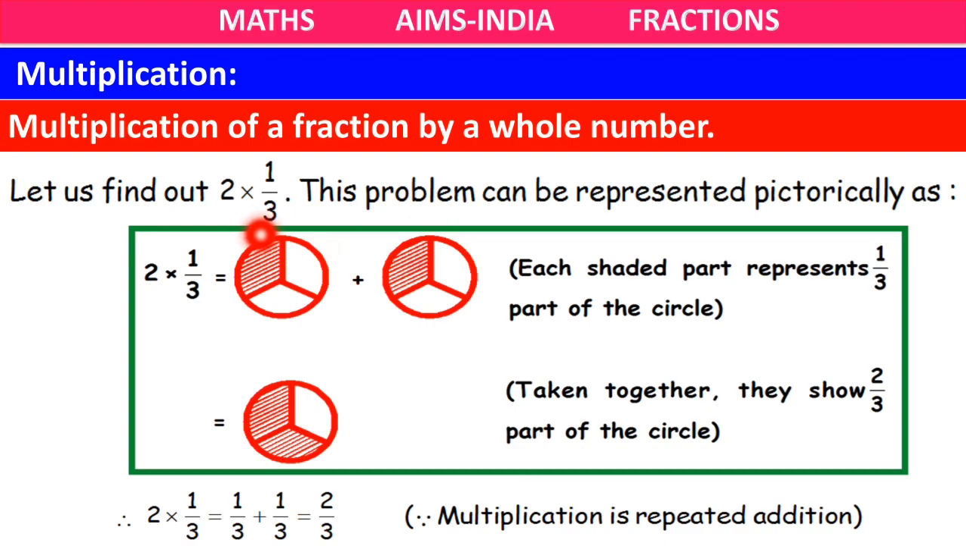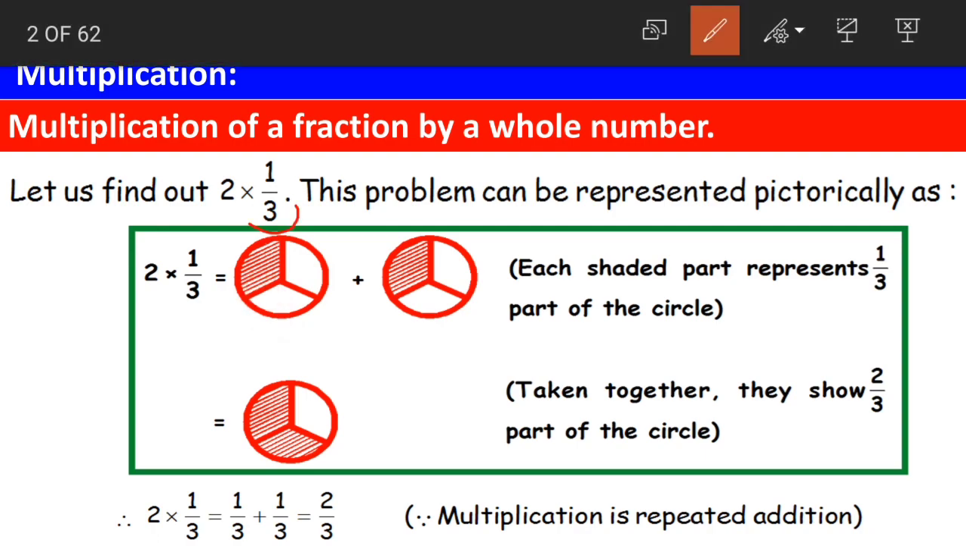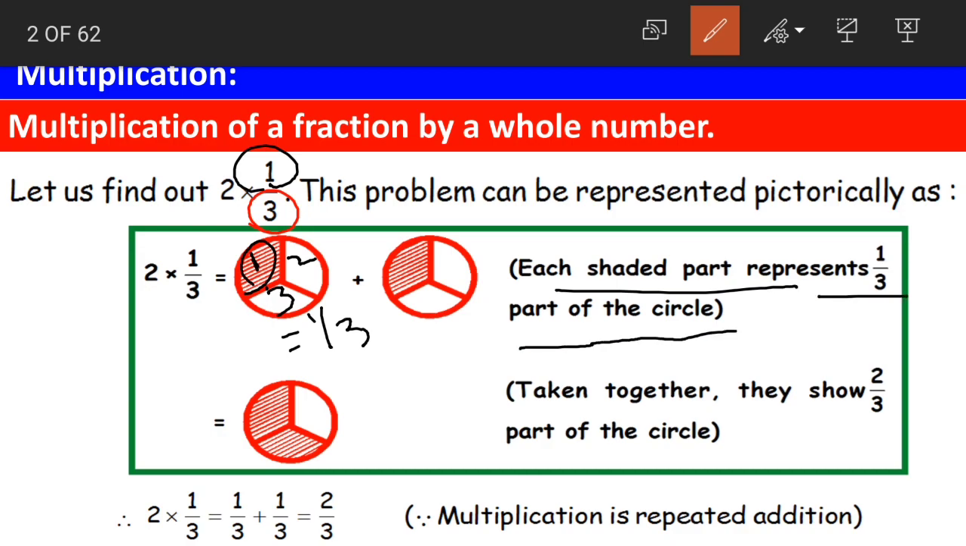What does 1 by 3 mean? 1 by 3 means one part of a circle which is divided into 3 parts, and we are shading only one part. Yes. Here 3, the denominator, is equal to the total number of parts, that is 1, 2 and 3, and the numerator 1 represents the shaded part. Only one part is shaded, so we represent it as a fraction 1 by 3. Each shaded part represents 1 by third part of the circle.